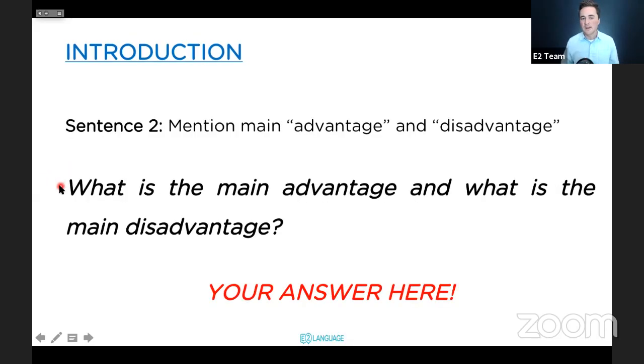So one sentence, what's the main advantage? And what's the main disadvantage? I want you to try and write this in a single sentence. You may want to use a structure like, although blah, blah, blah, or despite blah, blah, blah. Let's see if we can get two ideas into the one sentence. 2 minutes.